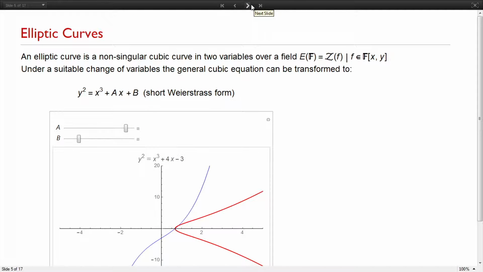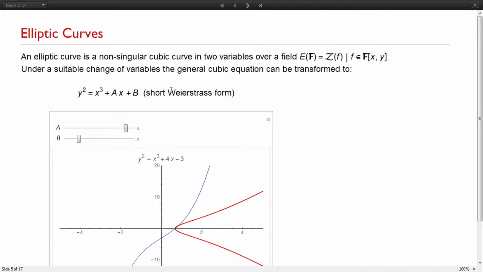So enter elliptic curves, really a 20th century invention, which had to wait for the work of the 19th century analysts, Weierstrass being an important one. An elliptic curve is a non-singular cubic curve in two variables over a field. And the non-singularity, we'll see why it's important. It means essentially that the derivative exists everywhere, and we need the derivative in order to get the structure that we're looking for. So this is in the so-called Weierstrass short form.